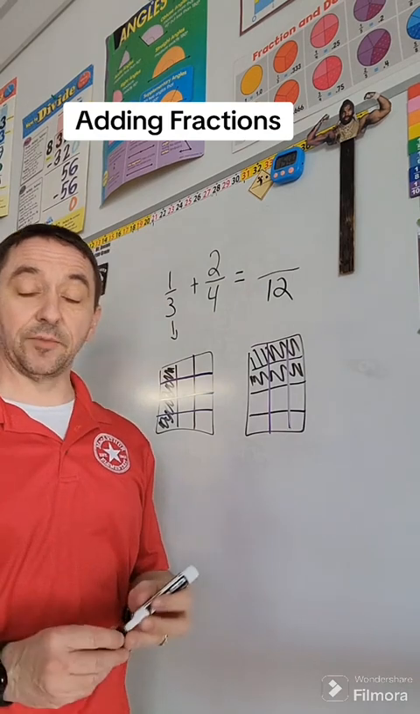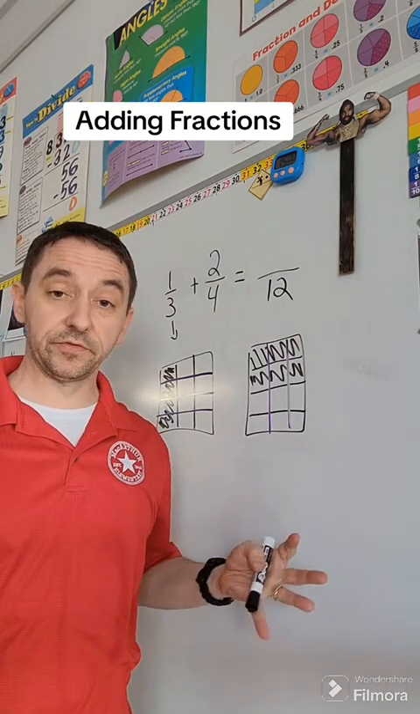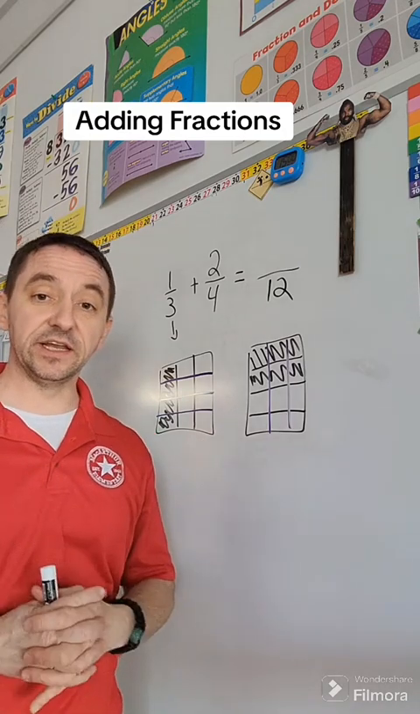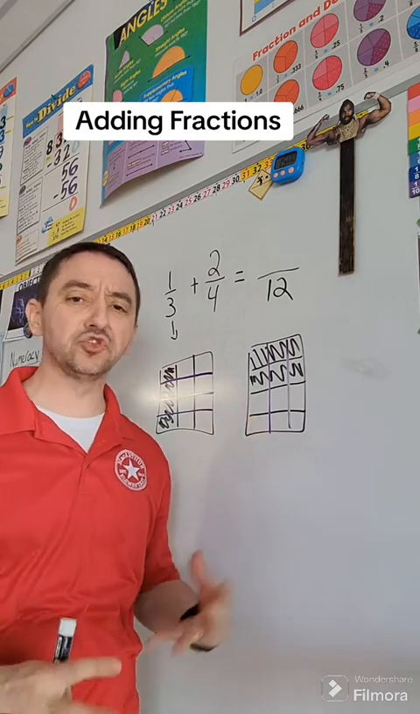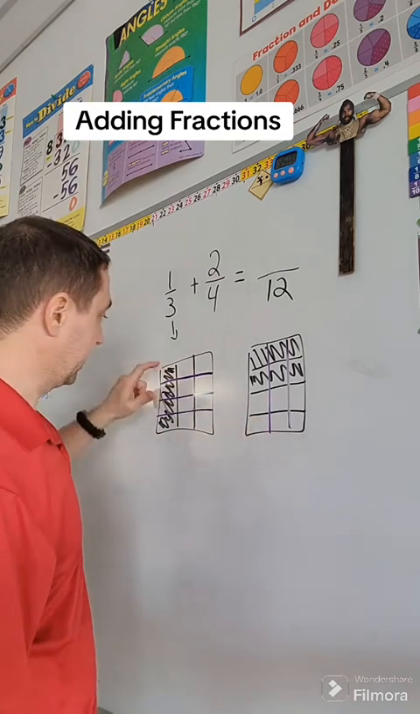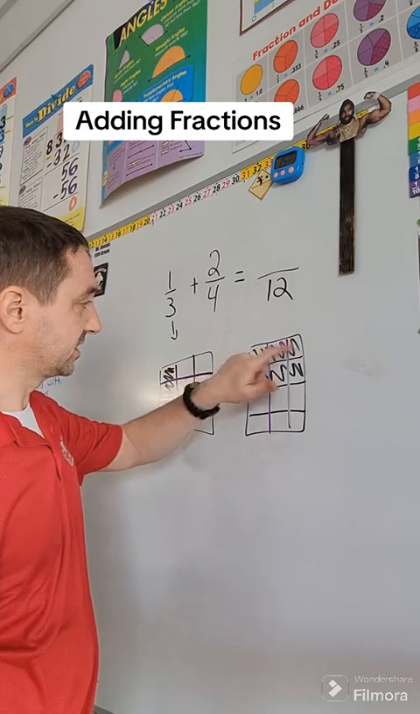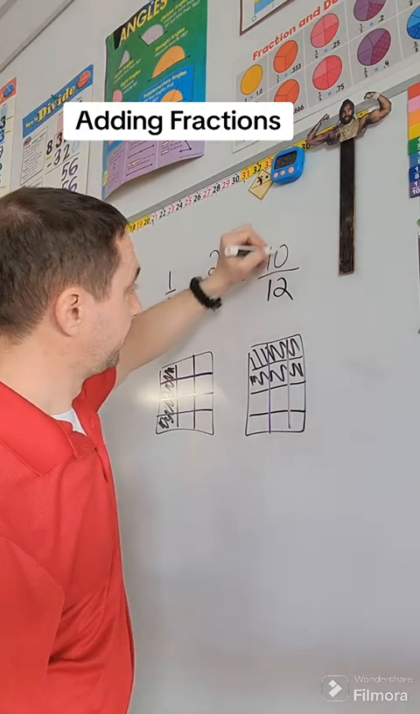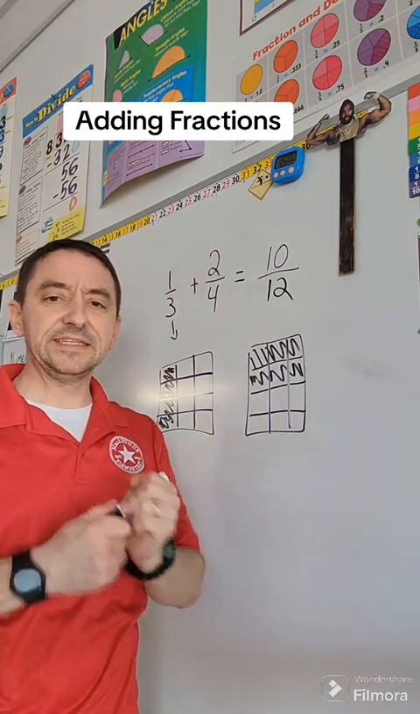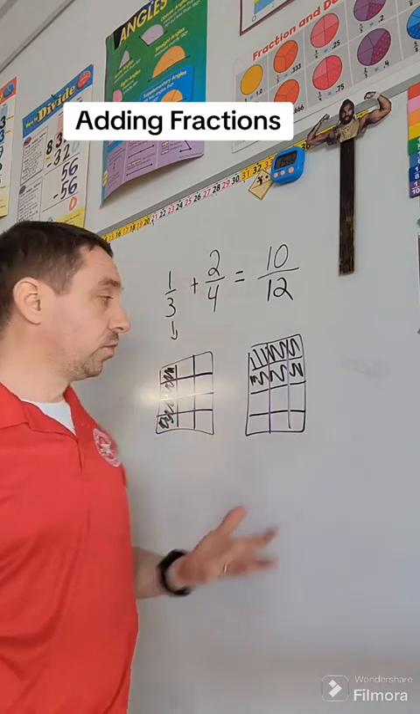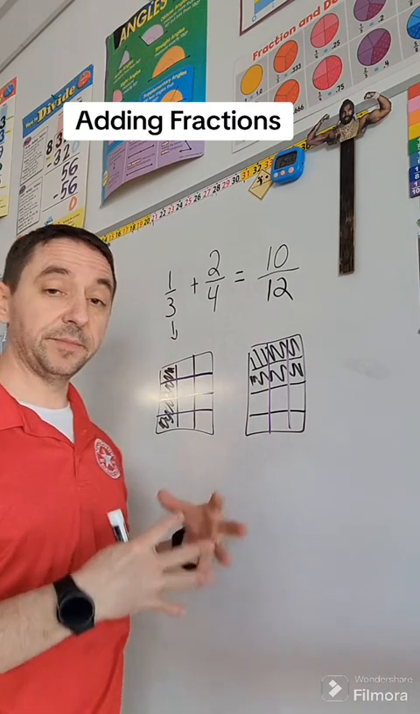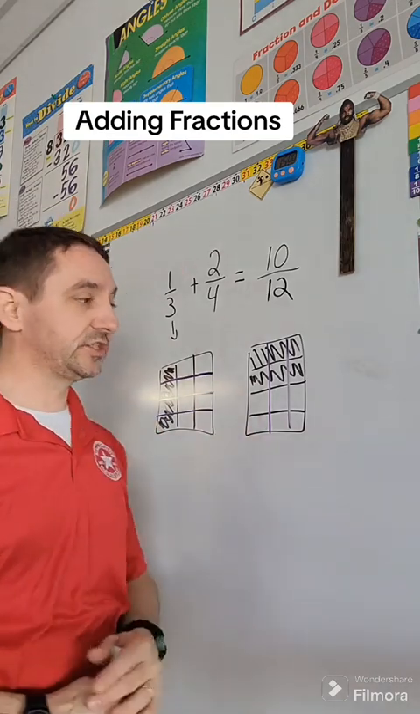Next, I'm going to ask them, okay, now that we know we've broken them into twelfths, how many pieces do we have shaded in altogether? How many pieces of these twelfths do we have? And I'll count 1, 2, 3, 4, 5, 6, 7, 8, 9, 10. 10 out of 12. To get the basic idea and get them used to the system, we are showing them how we broke it into twelfths. We're going to shade them in, do some counting, and we know that's 10 twelfths.